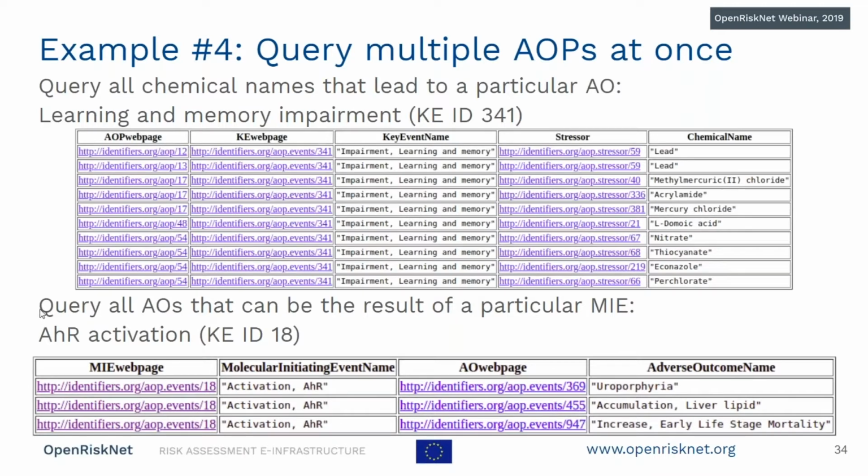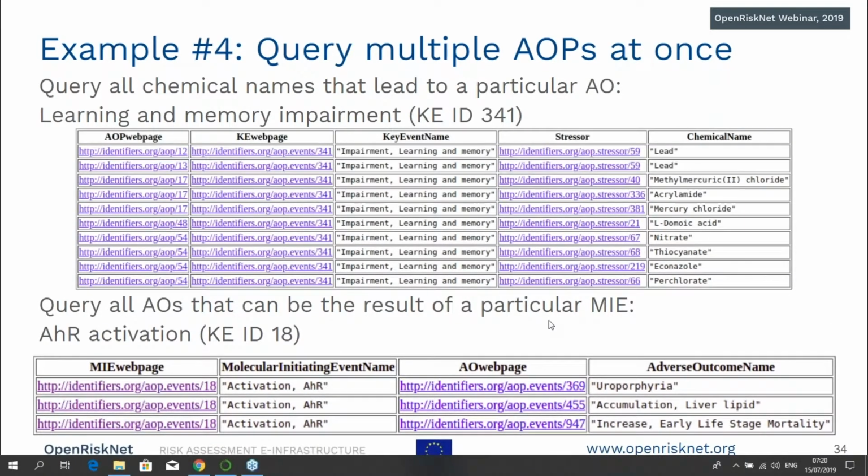Also, the other way around, we can ask the database to give all of the adverse outcome pathways based on a certain molecular initiating event, based on the activation of a particular molecular initiating event. In this case, AHR receptor activation, in which we see that there are at least 3 adverse outcomes that are linked in the AOP-Wiki to this molecular initiating event.